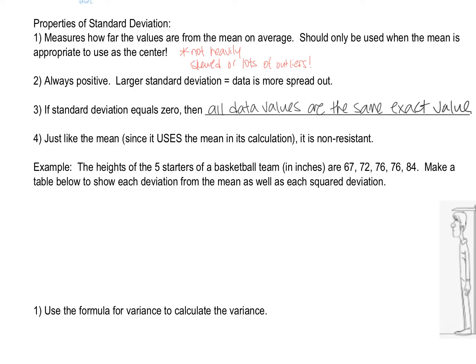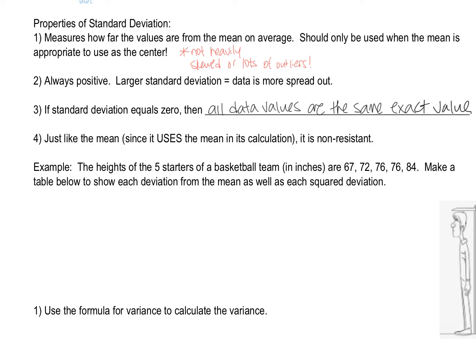So remember that standard deviation is measuring how far away every single value is from the average. And so if the distance from the average to every single data point is 0, that means all the values have to be the same exact value. So if I had a standard deviation of 0 on one of my quizzes or tests in this class, that would mean every single person got the same exact score.